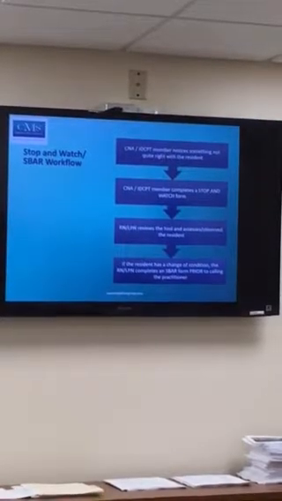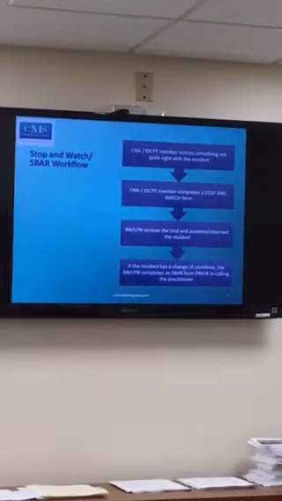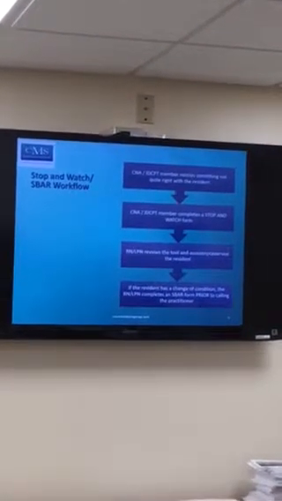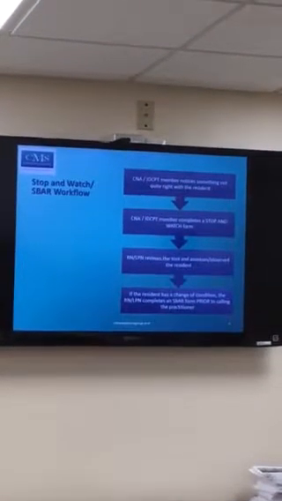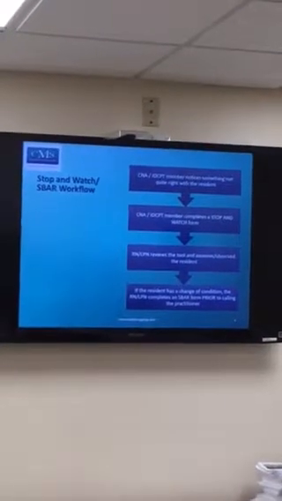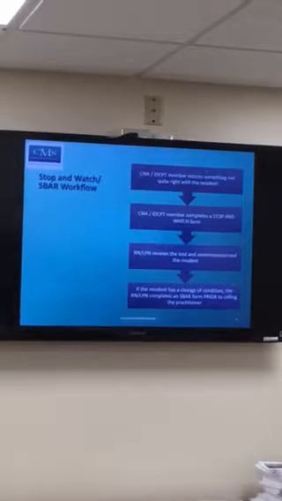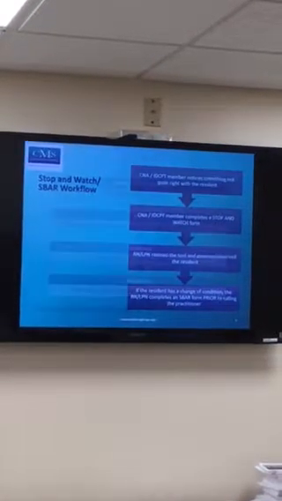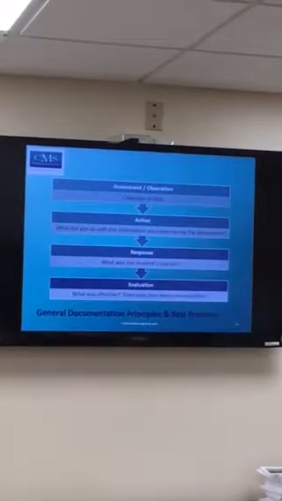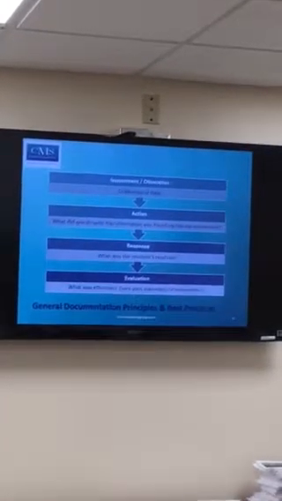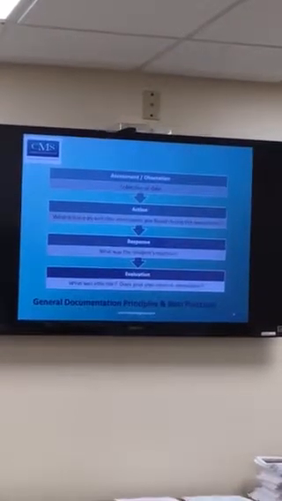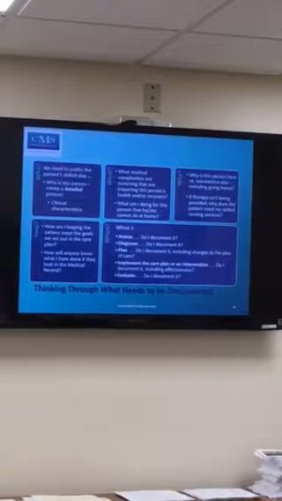So this is just a workflow of the S-bar and the stop and watch. The CNA identifies a change, completes the stop and watch, and tells the nurse. The LPN goes and sees the resident, identifies what the changes are, completes an S-bar and calls the physician. Okay, you know the process. Also, just a couple of general documentation points: assessment or observation, where you collect the data; action or your interventions; the response of the resident; and evaluation of whether your interventions are effective or not.